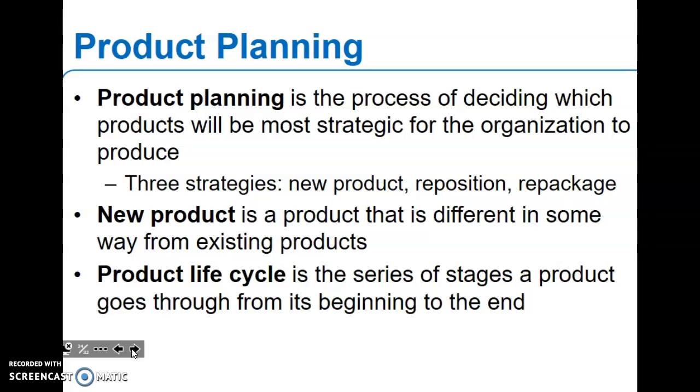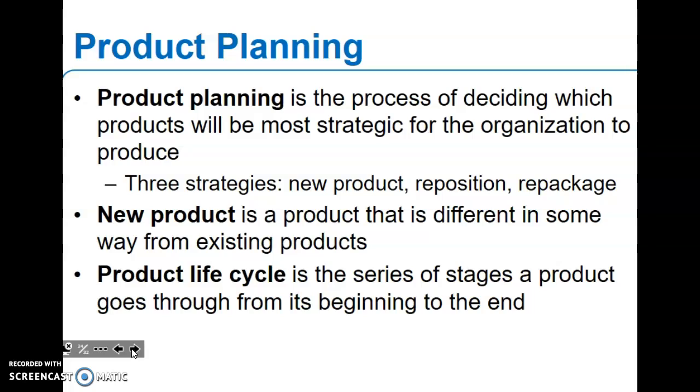Before production begins for a product, planning must take place. Product planning is the process of deciding which products will be most strategic for the organization to produce. These decisions are made based on market research and development, as well as past company experience. Most companies cannot continue to be profitable by producing the same product year after year.